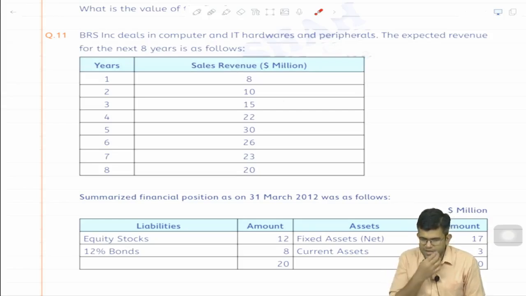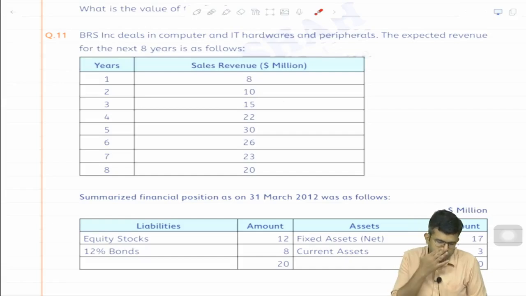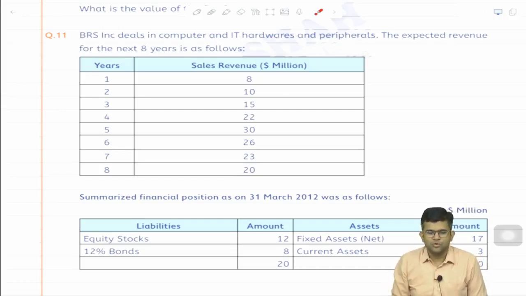Alright, BRS INC. BRS INC, very nice name to start with. Read it? Okay, so it will take around 1.5 hours to just solve this question. So it will take some time. We'll go slow. It's complicated.